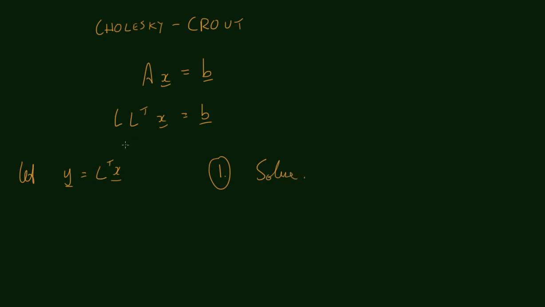So the steps are: we let Y equal L transpose X, therefore we solve for LY equals B in step 1. In step 2 we solve for L transpose X equals Y. Okay, let's look at an example, taken from the notes. This is example 6.11.